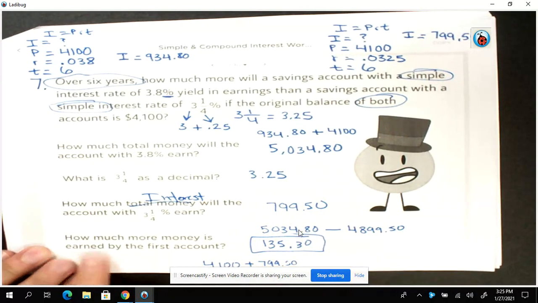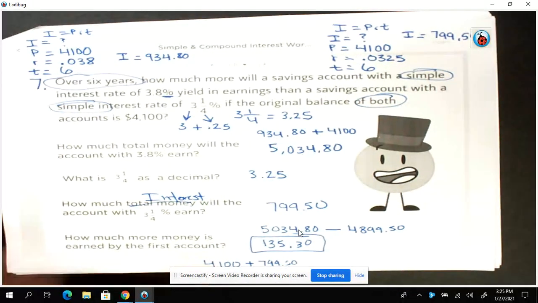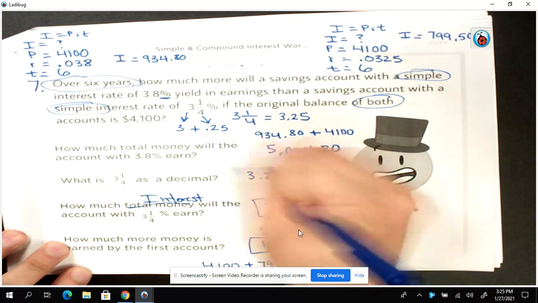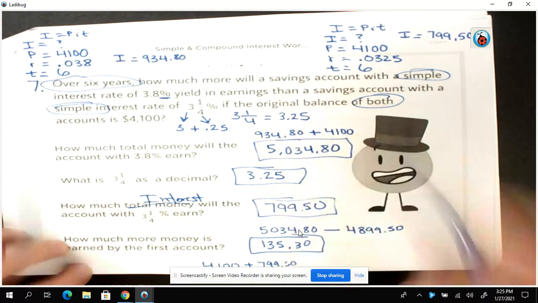How much more money is earned in the first account? So how much more is indicating that you're going to subtract this from this. That indicates subtraction. I've boxed my answers so you're not confused.